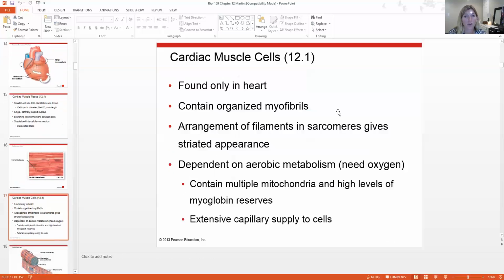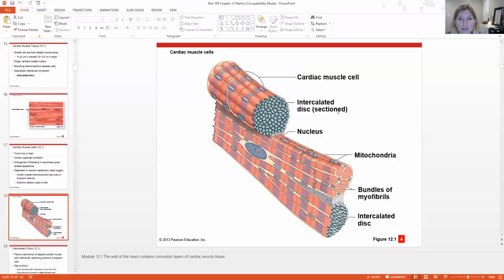Cardiac muscle cells are found only in the heart. They contain myofibrils, just like skeletal muscles, and they have sarcomeres, just like skeletal muscles, so it's the same basic setup. They're dependent on aerobic metabolism, so they have to have oxygen in order to contract. They contain lots of mitochondria and very high levels of myoglobin. Myoglobin is the pigment that stores oxygen. So if you ever are deprived of oxygen for whatever reason, the myoglobin will be there to sustain your heart muscle for a little bit. There are the cardiac cells, the myofibrils, intercalated discs, etc.